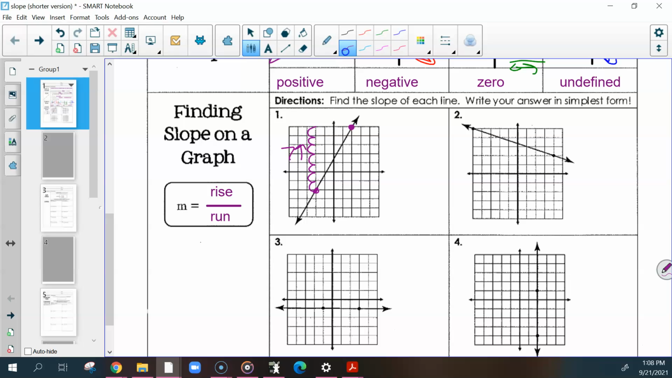I would go up 7. And then I'm going to the right 4. That simplifies to 7 over 4. Up and right are both positive, so I end up with a positive 7/4.